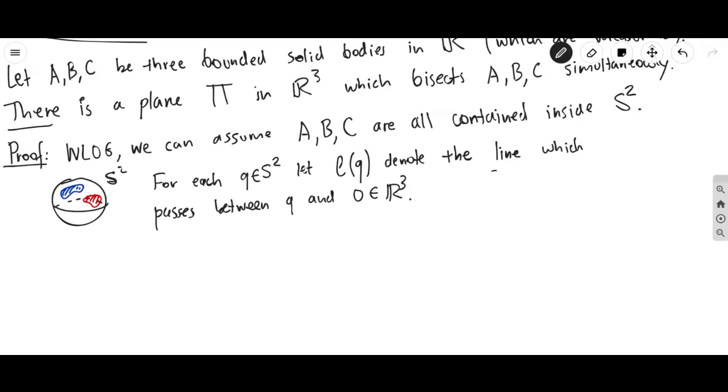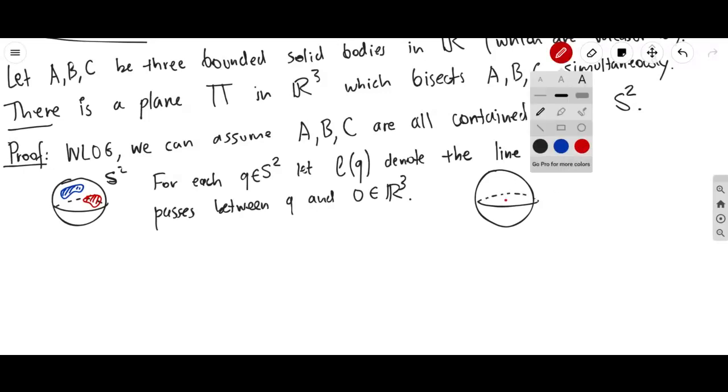So if you find that confusing, let's redraw the picture again. This is our two-dimensional sphere. And then somewhere inside, we have 0. And then we have a point, Q, on the sphere itself. And between 0 and Q, we can draw a line. And this line is what we're calling the line at Q.